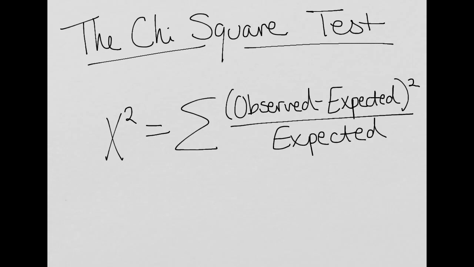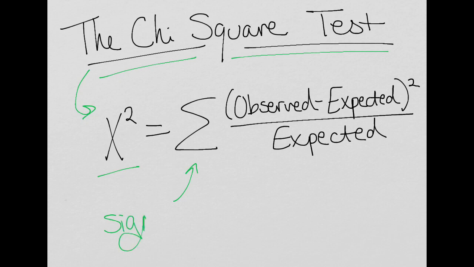So this brings us to the actual test of the chi-square test. This is the chi-square equation, where chi squared is equal to this symbol, which is a sigma symbol. It means to sum everything. It is the sum of our observed minus our expected values squared divided by expected.